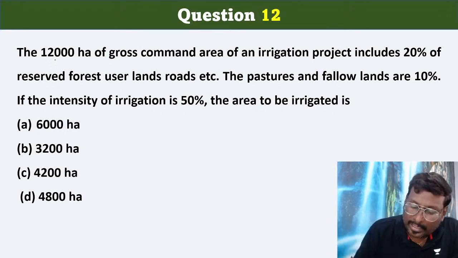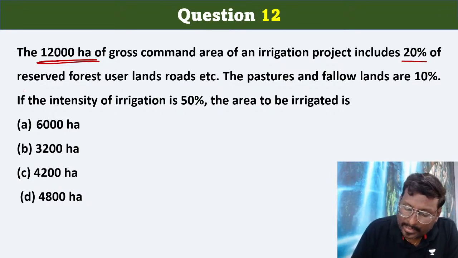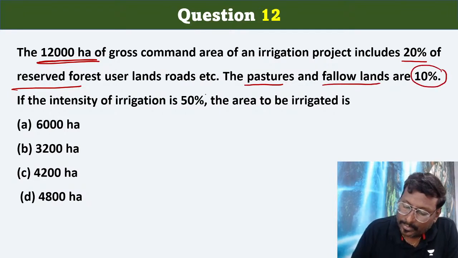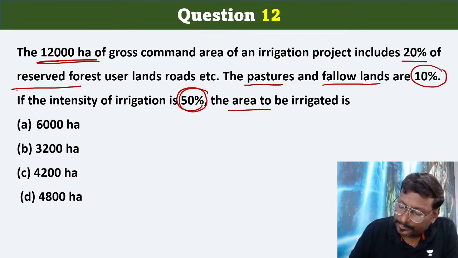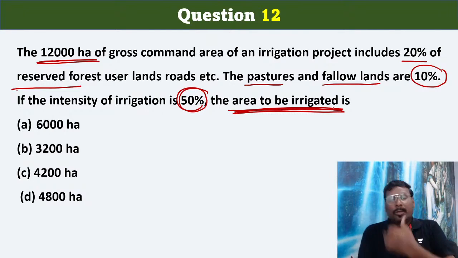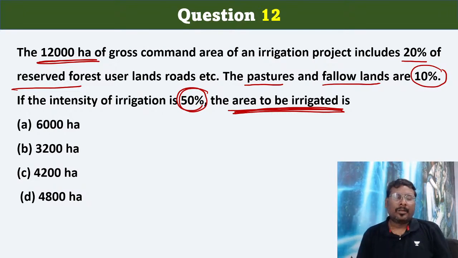12,000 hectares of gross command area. 20% reserve forest. Pastures and fallow lands of 10%. Intensity of irrigation of 50%. Most expected 1 mark question, 2023 GATE. PSC most expected, Mamata Reddy. Please take care. Solve it. Tell me the answer. What is the answer here?